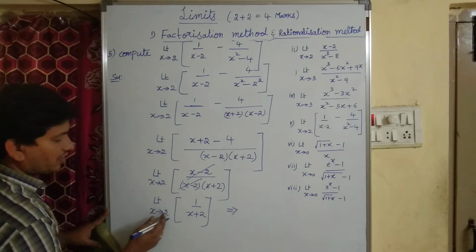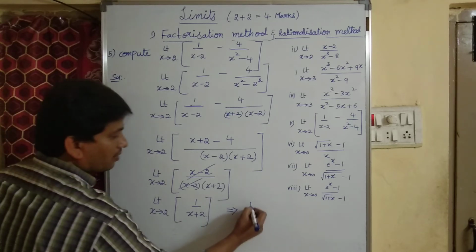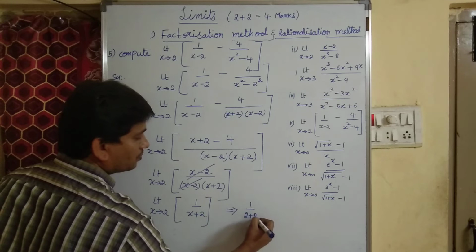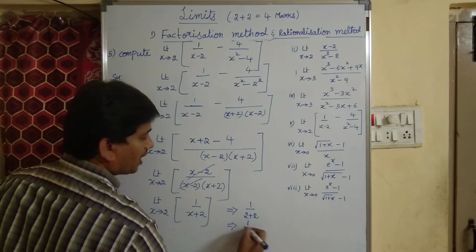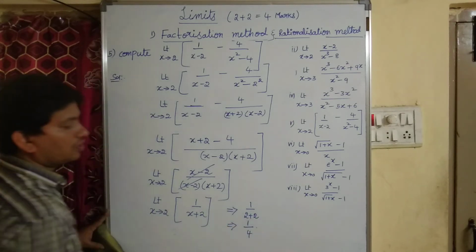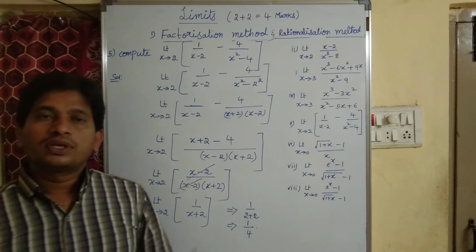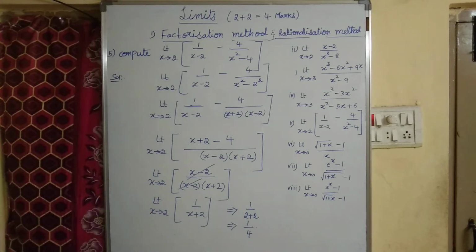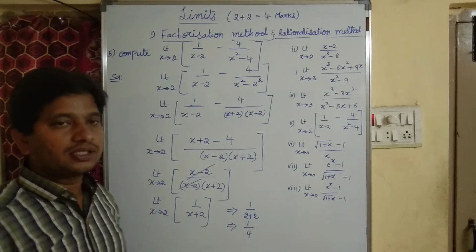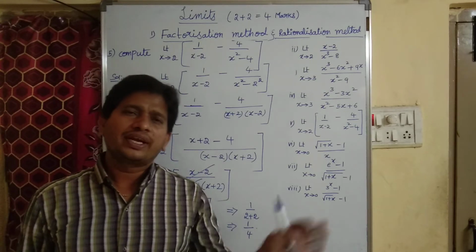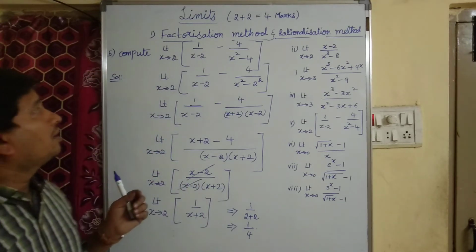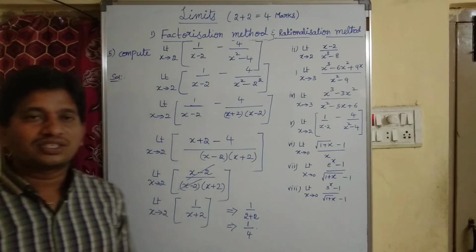In the place of x we need to substitute 2. So 1 by 2 plus 2, which is equal to 1 by 4. So what is the answer? The answer is 1 by 4. These are the problems which are based on the factorization method. Okay, if you practice a few more questions, you will get all the problems which are based on the factorization method.